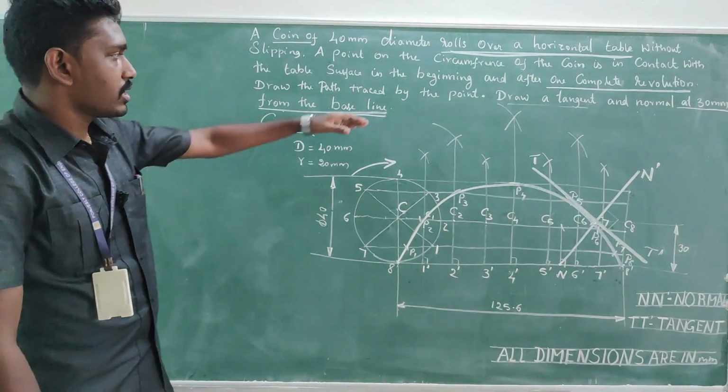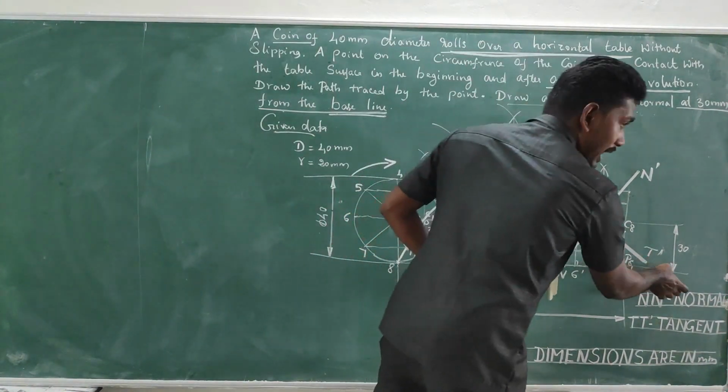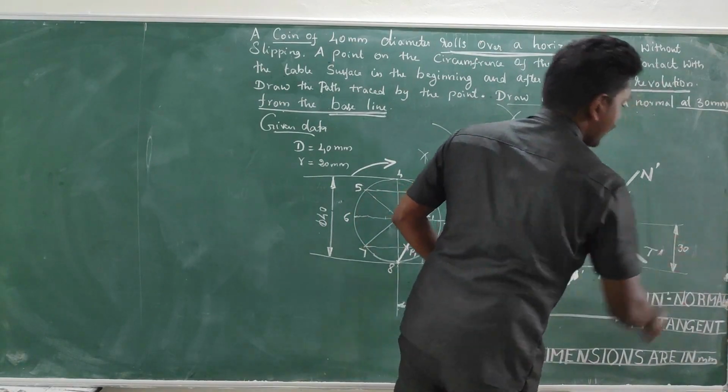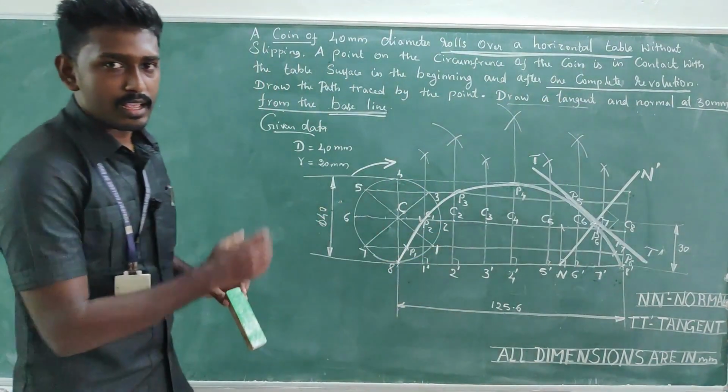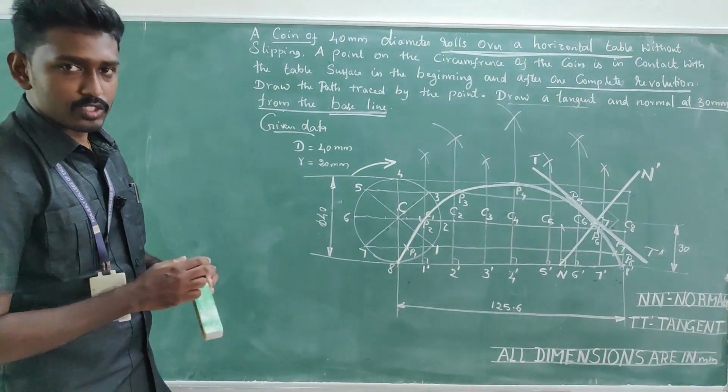If they ask to name the curve in the top or in the rightmost end, you can write this curve is a cycloid, something like that.